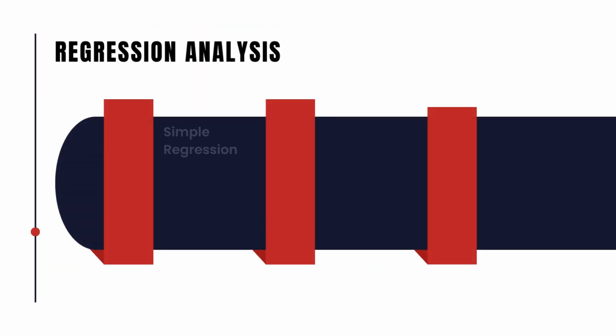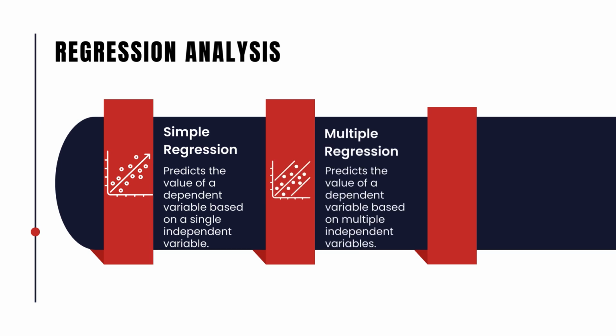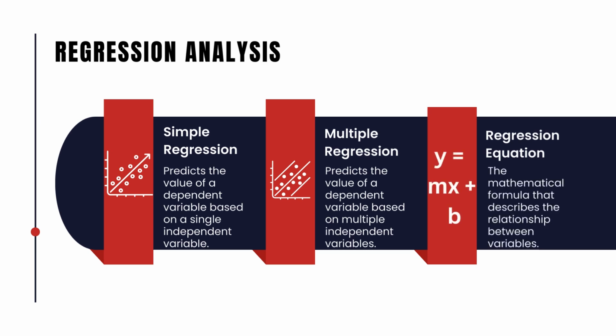Regression analysis. Simple regression predicts the value of a dependent variable based on a single independent variable. Multiple regression predicts the value of a dependent variable based on multiple independent variables. Regression equation: the mathematical formula that describes the relationship between variables.